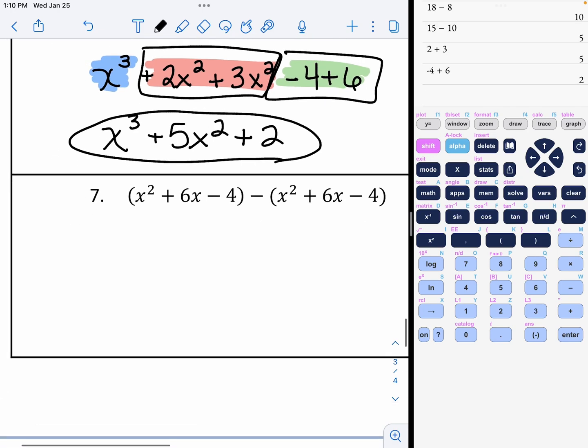Some kids, hey, let's just talk about this for a moment. I've seen in the past where kids think these can get put together and become something like x to the fifth. But that's not what we do. Those aren't like terms because they don't have the same exponent.